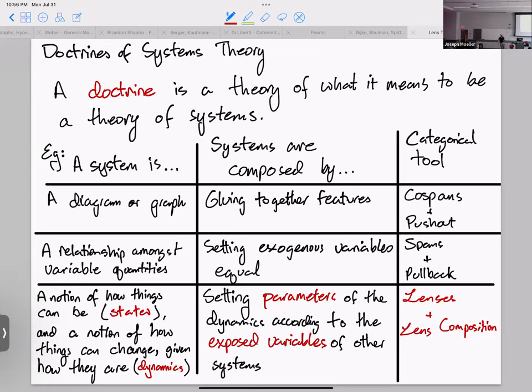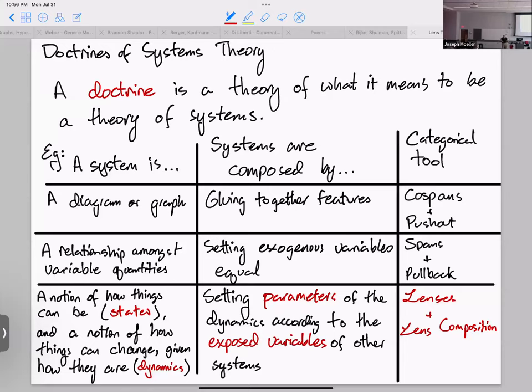And then the way you compose these kinds of systems together is you set some of their exogenous variables to be equal. Or sometimes you have a simple function. For example, you set the sum of them to be zero or something like that. That's also a very common thing. And these use spans, and they compose via pullback. So that's the categorical technology for this.